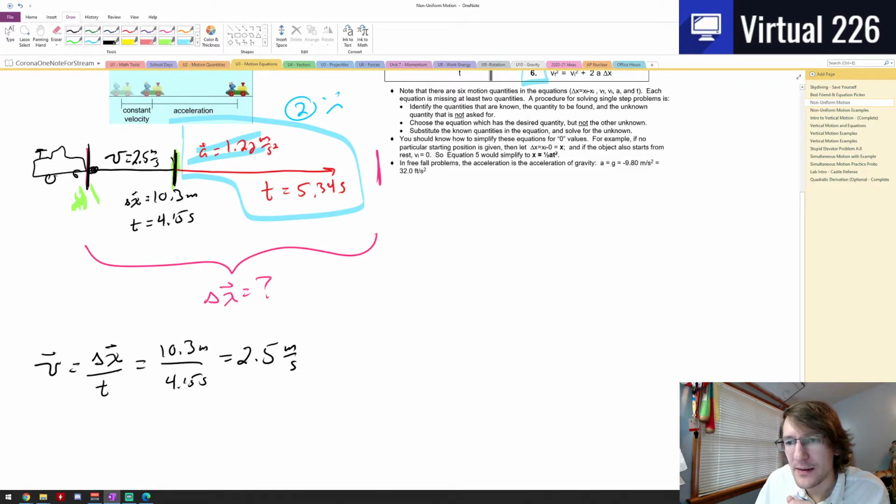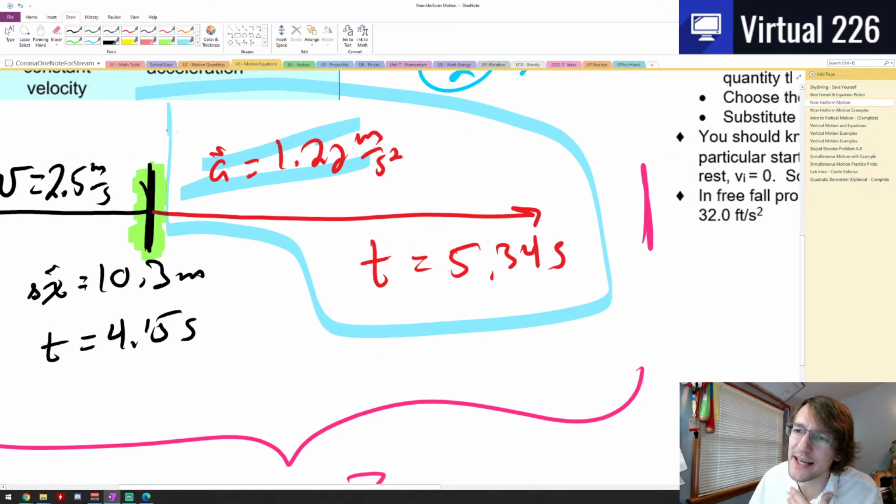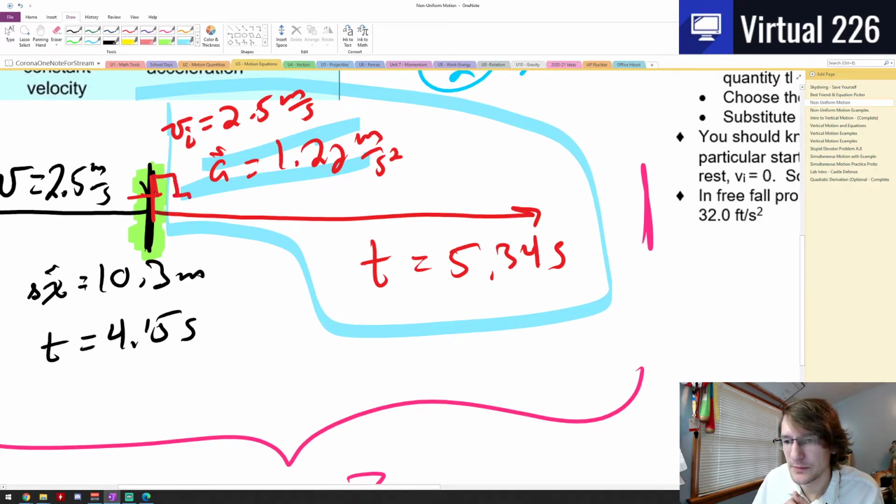at the end. But this end here, which I'm shading in green, this is also the start, the initial point of the second section in red, which means that this initial velocity right here, we could say that initially this velocity was 2.5 meters per second, because right here, when the car gets to here, it has this velocity, the 2.5 we just found.